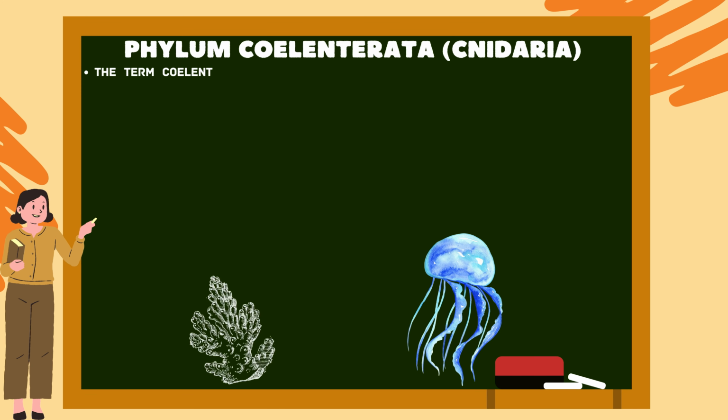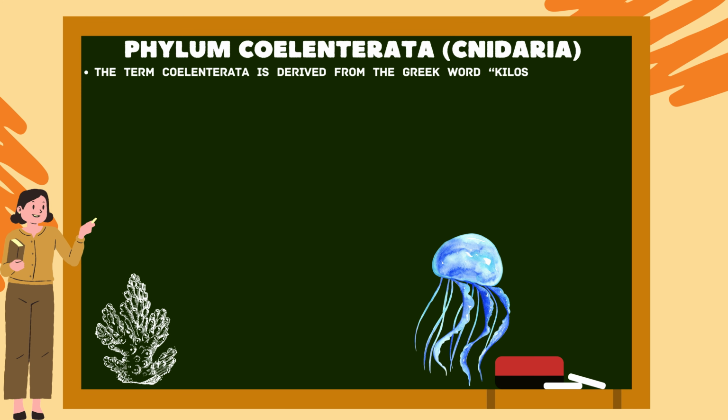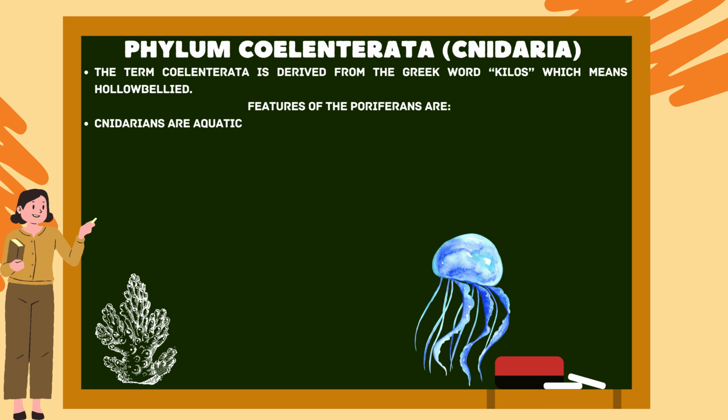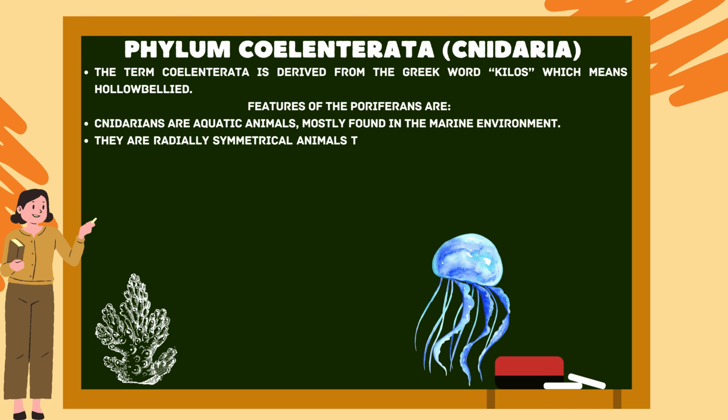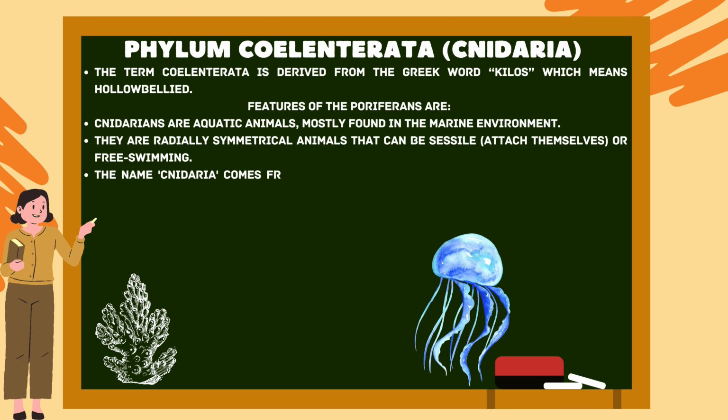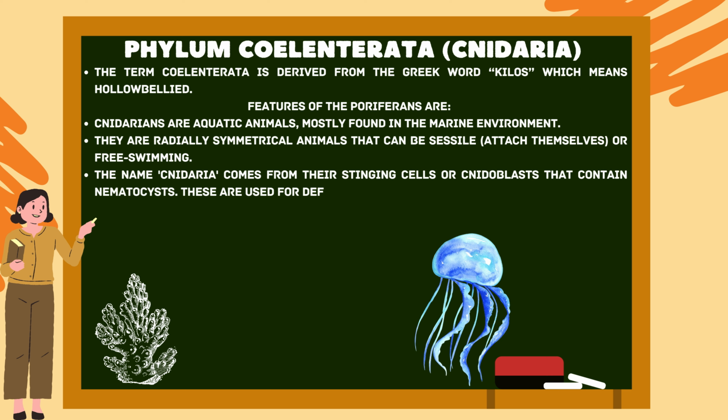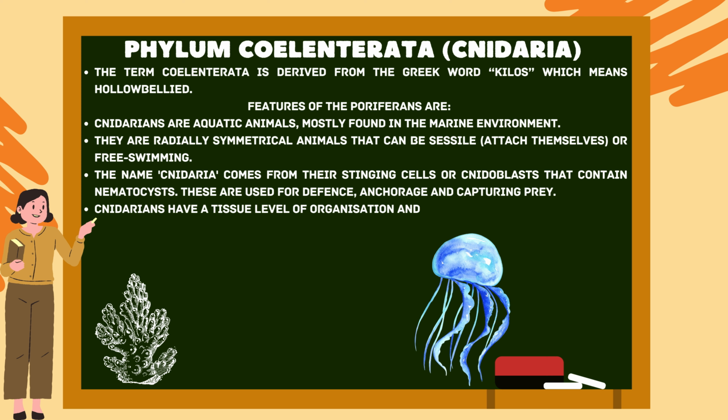Phylum Coelenterata. The term Coelenterata is derived from the Greek word koilos, which means hollow-bellied. The features of Cnidarians are that they are aquatic animals mostly found in marine environments. They are radially symmetrical animals that can be sessile or free-swimming. The name Cnidaria comes from their stinging cells or cnidoblasts that contain nematocysts. These are used for defense, anchoring, and capturing prey.